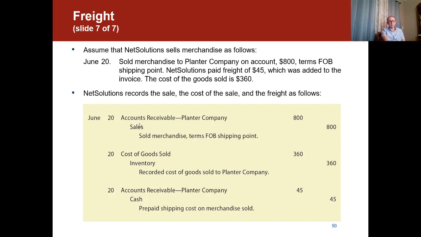Same thing happened here. On June 20th, this sales journal entry, accounts receivable is an asset, so this is a balance sheet account. Sales is an income statement account. And then finally here we have two balance sheet accounts, the accounts receivable and the cash. Even though we paid the cash for the shipping cost, we are charging our customer with this, so we debit accounts receivable for $45 because we're going to charge the customer the total of $800 plus the $45. In total that would be $845.